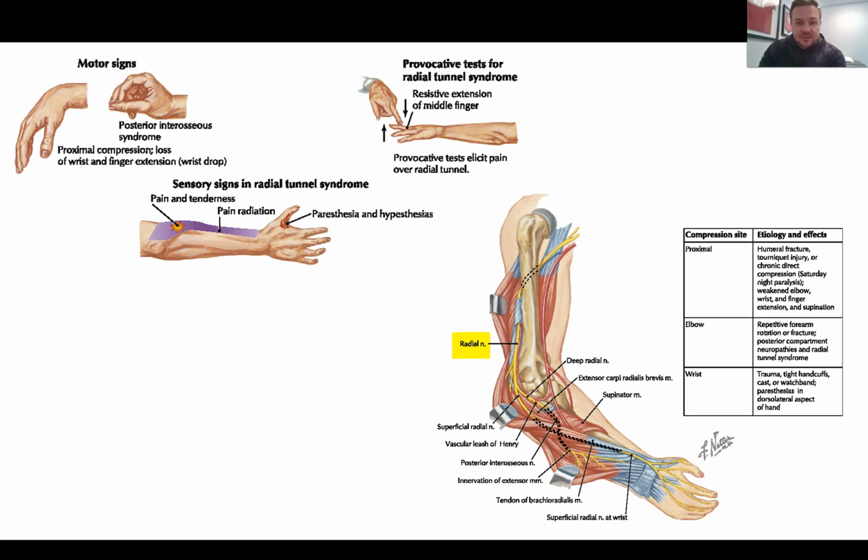Here's looking at the radial nerve. And so that, of course, is going behind the humerus, down the radial tunnel of the humerus, and then out along the back side. And it shows you all these different impingement sites. And here's radial nerve compression sites here, proximal elbow or wrist.